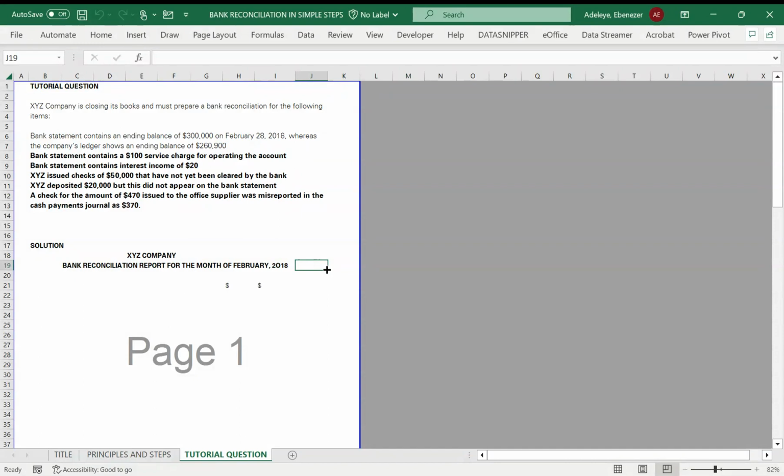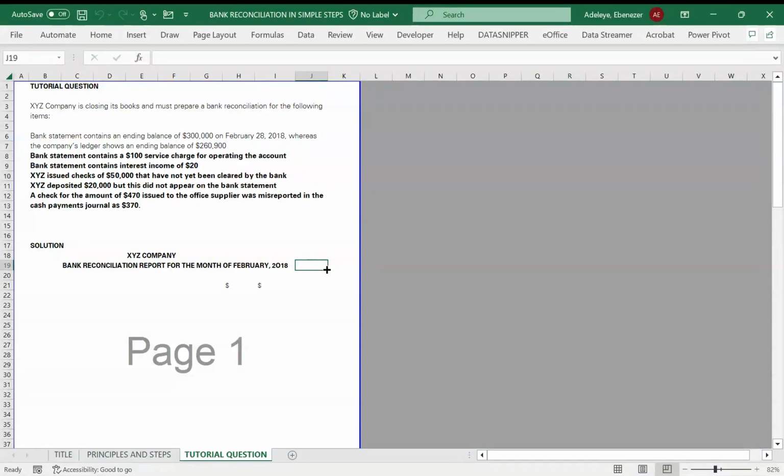We have identified the fact that there are differences in the balances that we have. And so, what is now causing this difference? We'll read further. It says bank statement contains a $100 service charge for operating the account. It means that number one, the bank has deducted $100 as a service charge from the company's account. Second thing it says, bank statement contains interest income of $20.